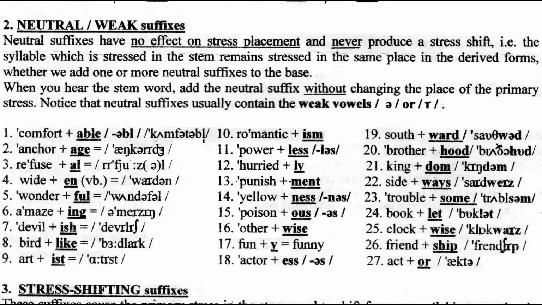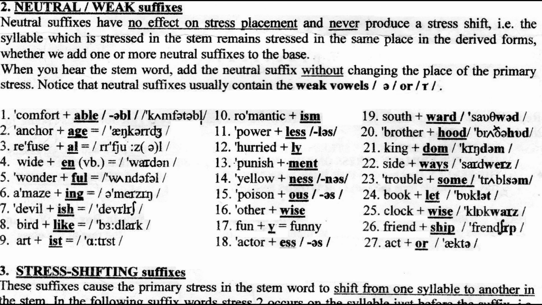I mean, in the word with this weak suffix, whether we add one or more neutral suffixes to the base, whatever the number of neutral suffixes in this word, the stress is always as it was in the stem. We don't change it. So, when you hear the stem word, add the neutral suffix without changing the place of the primary stress. Notice that neutral suffixes usually contain the weak vowels, the schwa or short e.